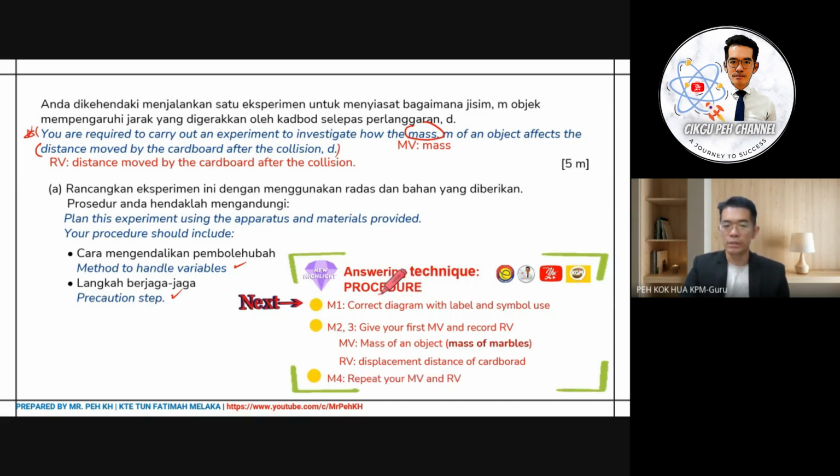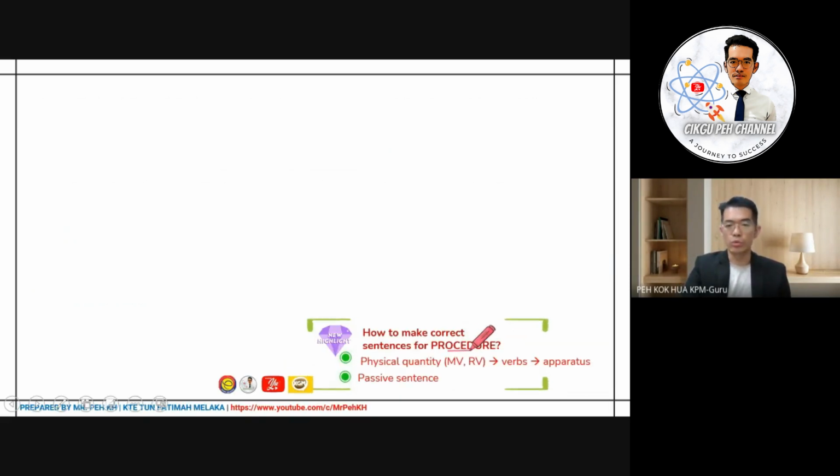Okay, then for mark number 4, you have to repeat your MV and RV. So for the other marbles, they will be glass marbles or steel marbles. If I say we start our first MV with the plastic marbles, okay, then mark number 5 will be that you have to give the precaution. So I will teach you how to get the full marks for your precaution. Okay, so now let us go through the procedure.